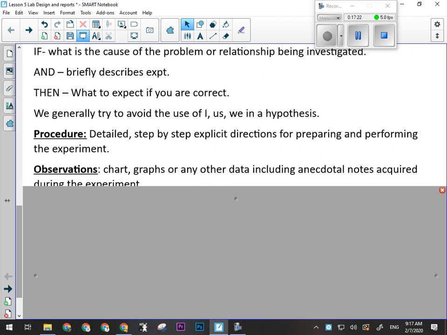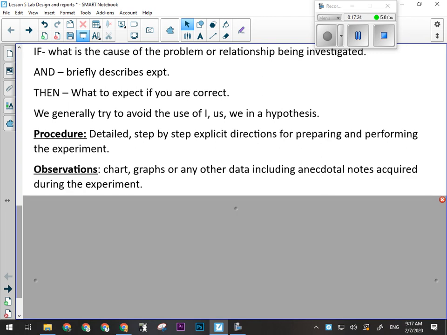And then you're going to have your observations. That's your data. So that's charts or graphs or any other data, including anecdotal notes. Anecdotal notes are things that you might just write down. Like, notice that there was some discoloration on some of the leaves on plant number 5 around day 4. That would be an anecdotal note. It's not really a measured thing, but you wrote it down.